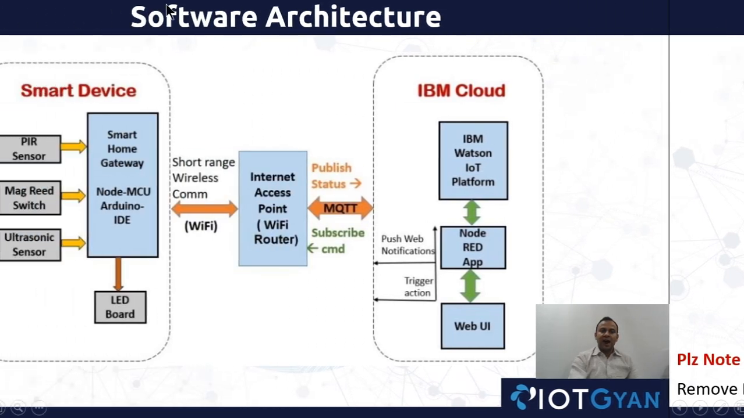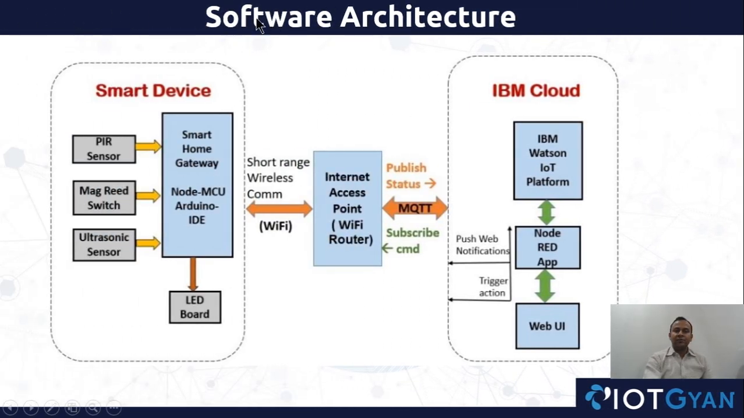After understanding the hardware architecture, let's now look into the software part. It has 3 blocks. The first one is the smart device. I am using the NodeMCU ESP8266 as a smart device, and I'm using the Arduino IDE to program this NodeMCU. My second part is the Wi-Fi router. This is the intermediate unit which is used to convey the information sent by this NodeMCU to the cloud.